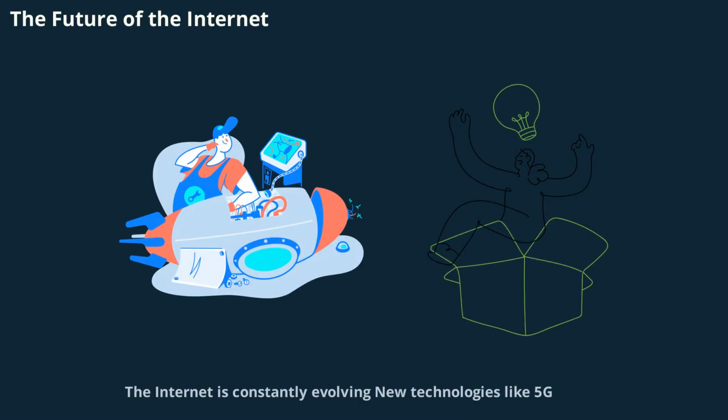The internet is constantly evolving. New technologies like 5G, improved fiber optics, and smarter routers are making connections faster and more reliable. As more devices come online and demand grows, the internet will continue to adapt, bringing even more possibilities for communication, learning, and entertainment.